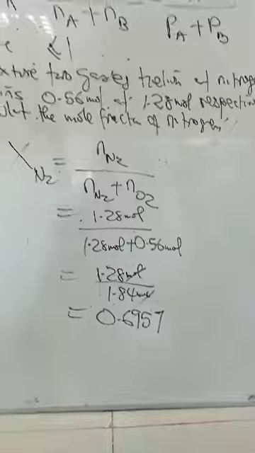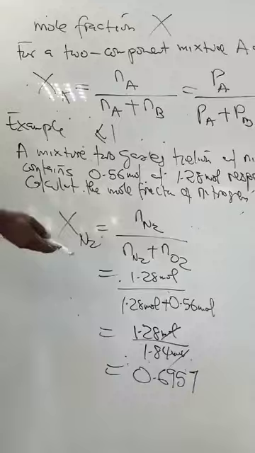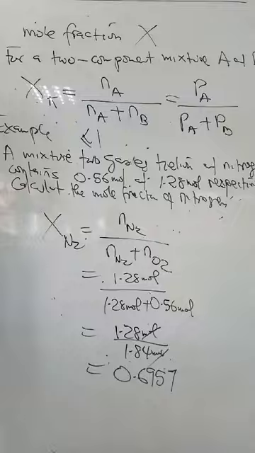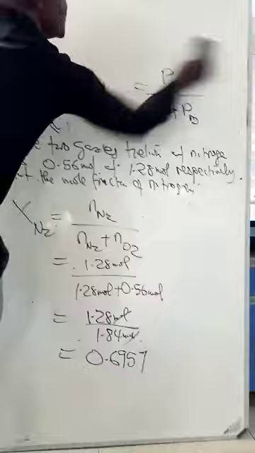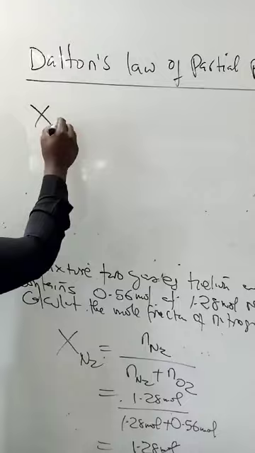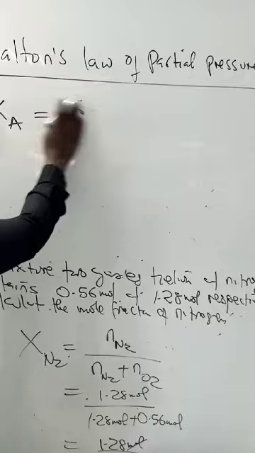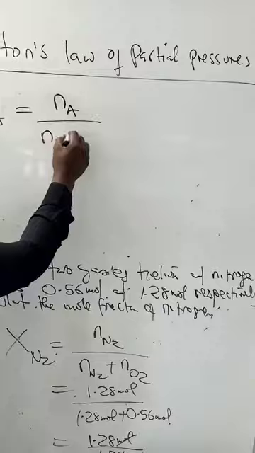So again, if we had used the partial pressures here, it is the same, since number of moles is directly proportional to the partial pressures. Okay, so we know that we can write this relationship. Let's write this relationship, which shows chi, the mole fraction of a certain component, which is equal to number of moles of A over number of moles of A plus number of moles of B.